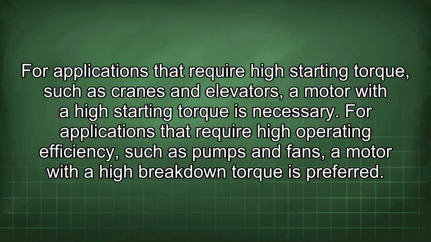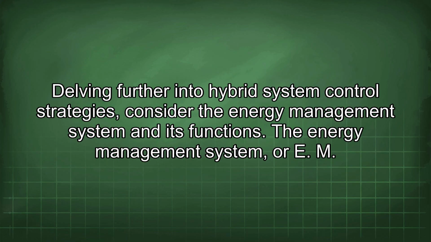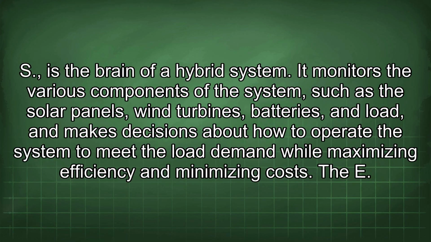Delving further into hybrid system control strategies, consider the energy management system and its functions. The energy management system, or EMS, is the brain of a hybrid system. It monitors the various components of the system, such as the solar panels, wind turbines, batteries, and load, and makes decisions about how to operate the system to meet the load demand while maximizing efficiency and minimizing costs.